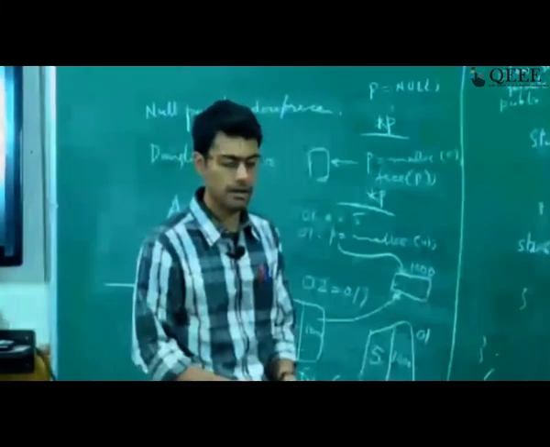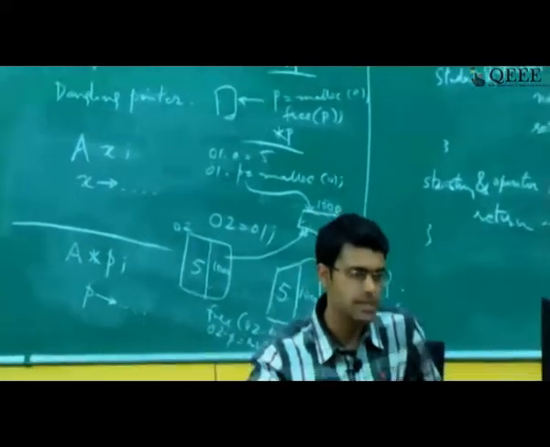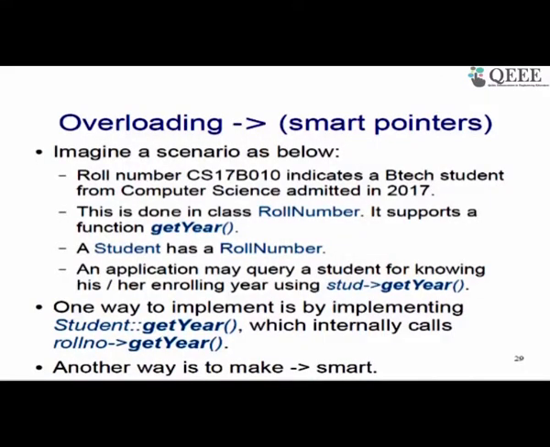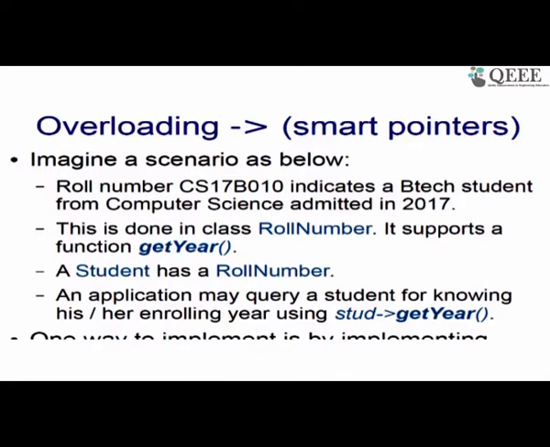So let's take a particular scenario which is illustrated on slide number 29. Let's say that there is a roll number, CS17B010, right, which indicates some BTech student from computer science admitted in 2017 in our CS17 class that we discussed a few minutes ago. Let's say there is this student, and this particular functionality is maintained as a class RollNumber, and that roll number supports a function called getYear. Now getYear is going to give you the year in which you were enrolled in this particular course, right. So a student has a roll number.